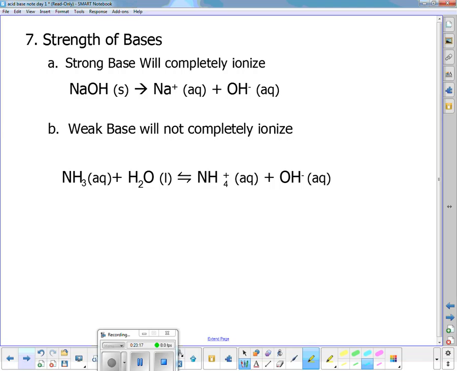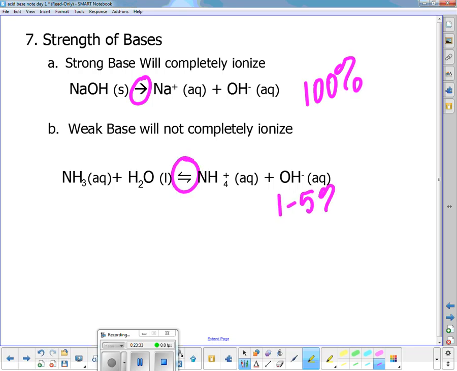So what do you think is going to happen here with the bases? 100% ionized. 100% goes to the products. What about weak? 1 to 5% goes to the products. Okay, so anytime I see a double arrow when I'm working with acids and bases, that tells me I've got a weak acid. But if it's a strong forward arrow, then I know it's a strong acid or base.